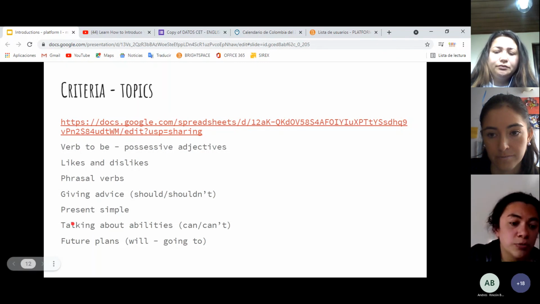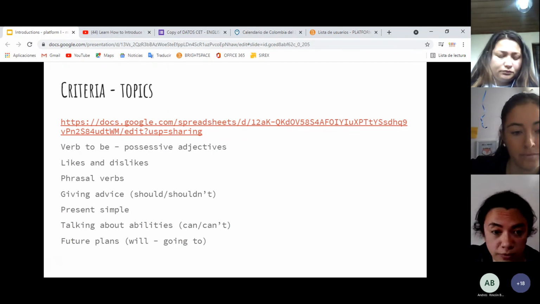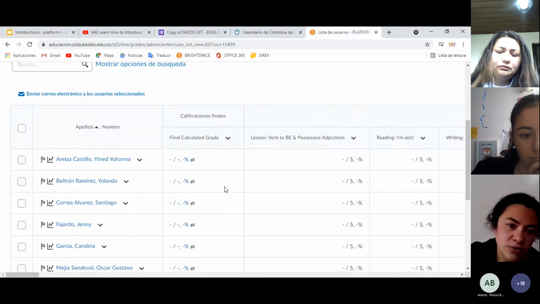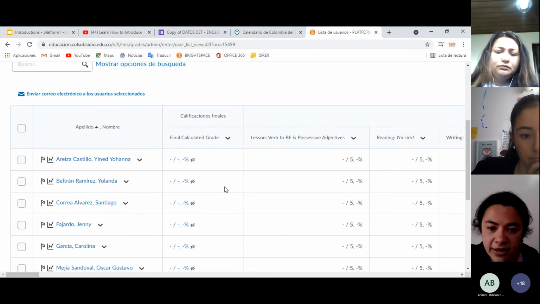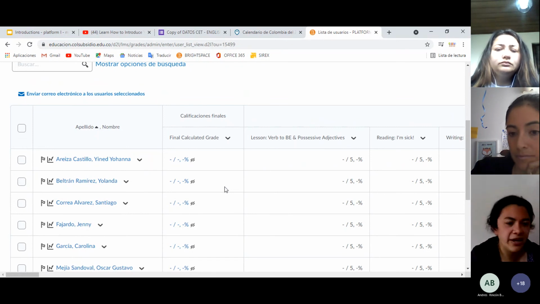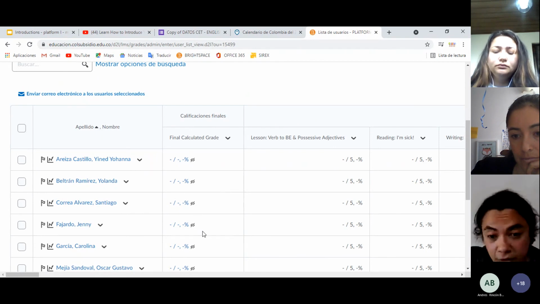We're going to talk about present simple. We're going to talk about abilities. We're going to talk about future plans with will and going to. We are going to be working on our online component, which is Brightspace. The idea is to do activities on Brightspace after the class, but not immediately after the class. It's not like you have to do the activities at 8 a.m. It could be at 6 p.m., at 7 p.m., during a break at work, as you want. It doesn't have to be at 8 o'clock.